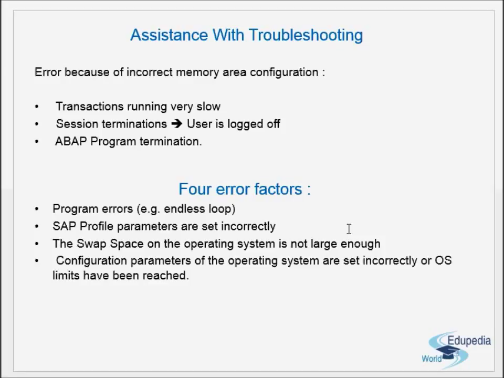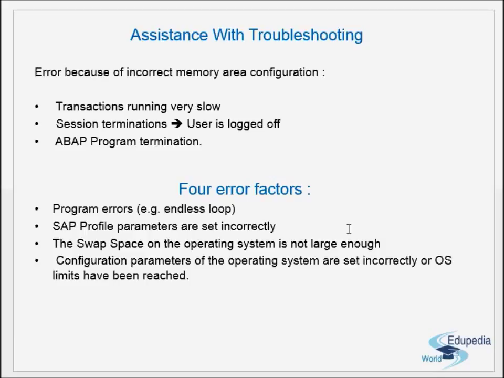So when we are running out of memory in an SAP system, there could be any problem. The page file, the operating system swap space is less, or the extended memory has some problem, or the buffers are full, whatever it is. Then your transactions start running slowly. The sessions terminate abnormally, simply users are thrown out of the system. Your ABAP program terminates with a dump which is recorded.